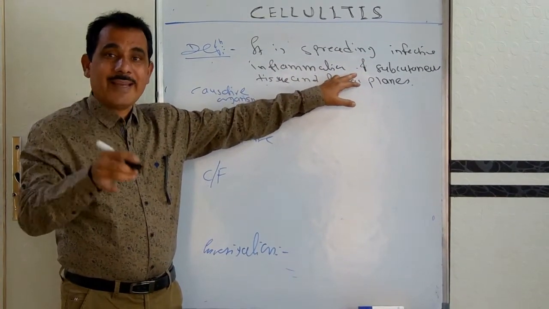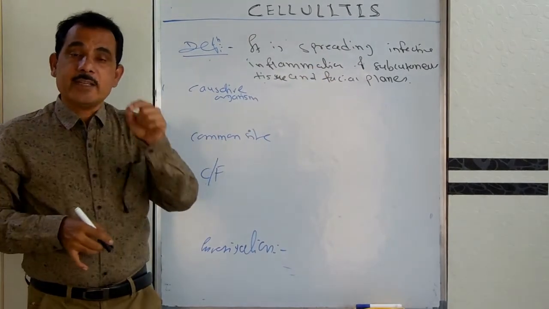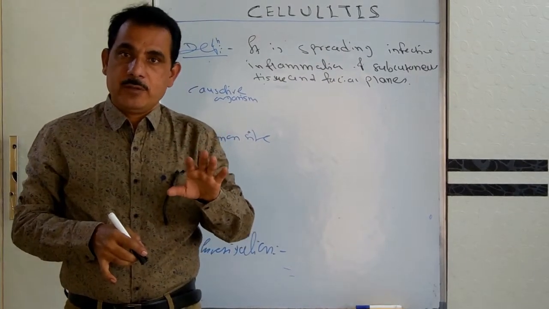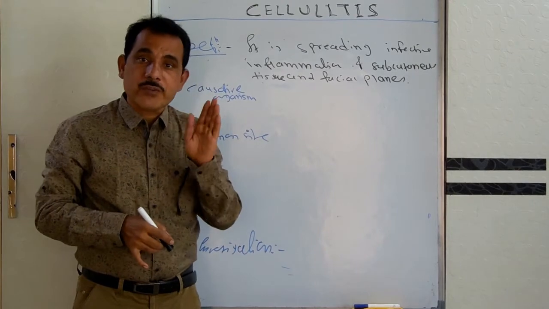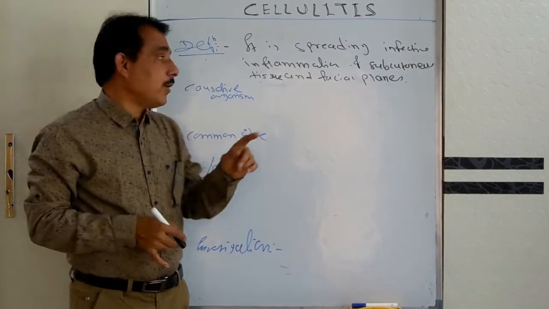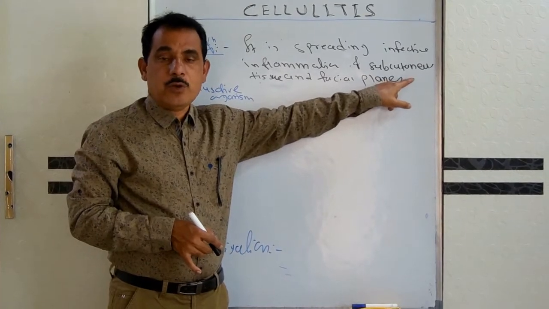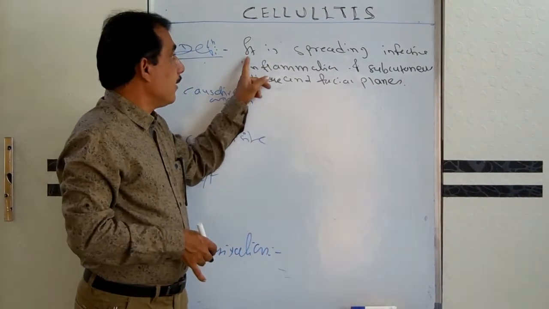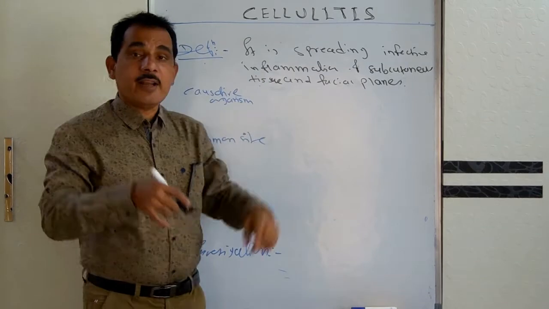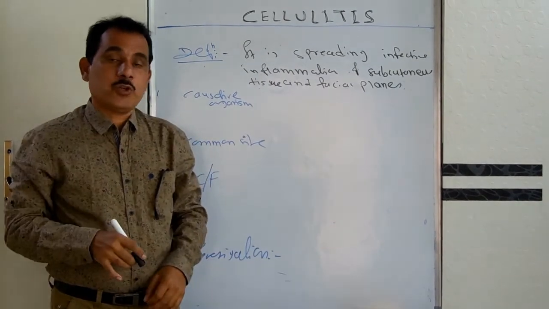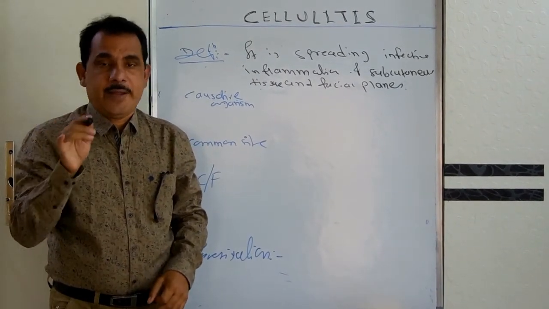Second, it is differentiated from erysipelas. In erysipelas, it is a superficial inflammation, only involving the superficial part of the skin, but it is the subcutaneous inflammation. So overall, the cellulitis is the spreading inflammation of the subcutaneous tissue or the facial plane.